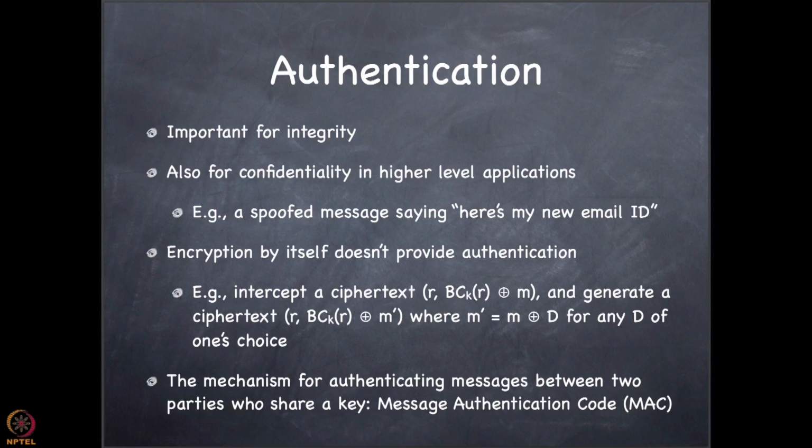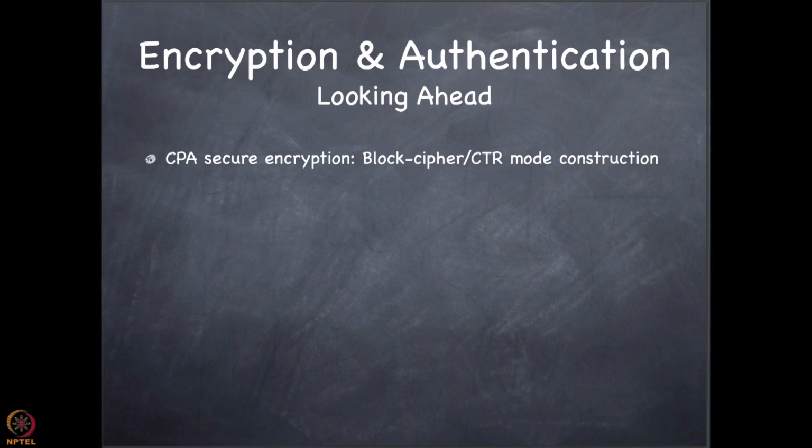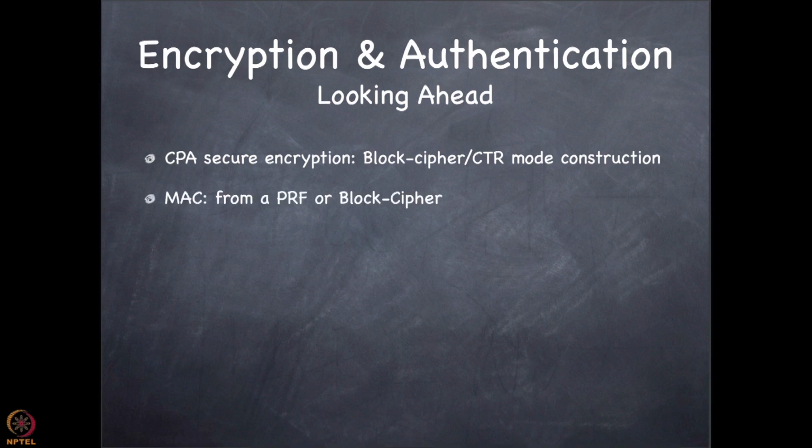So what we're going to do in the remaining time is, actually, let me put it together with what we already did. We already have CPA secure encryption, using, say, a block cipher in counter mode. So we're good with that. It doesn't offer any sort of authentication, though. What we are going to do now is figure out how to build this MAC. And we'll do that also from a block cipher. So we'll have both encryption and authentication.